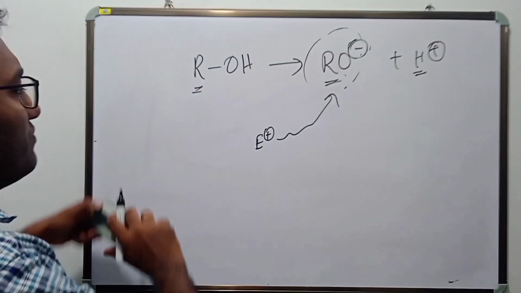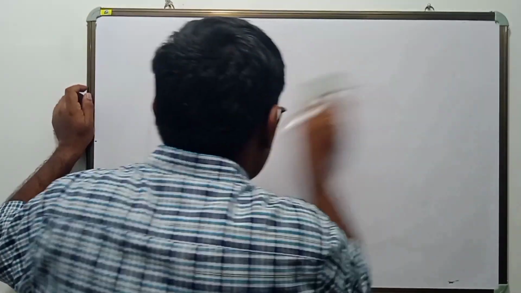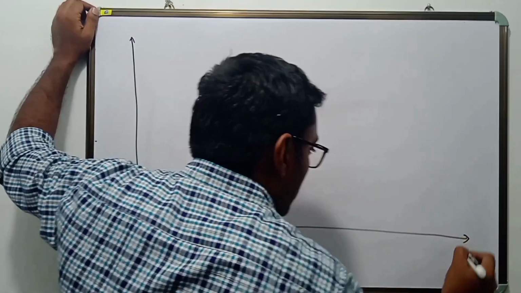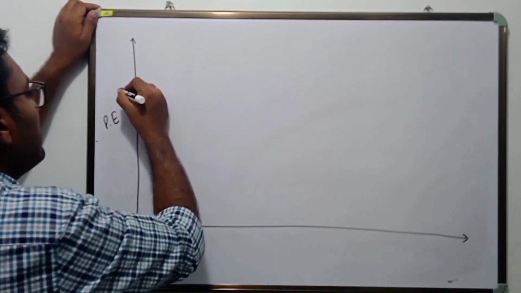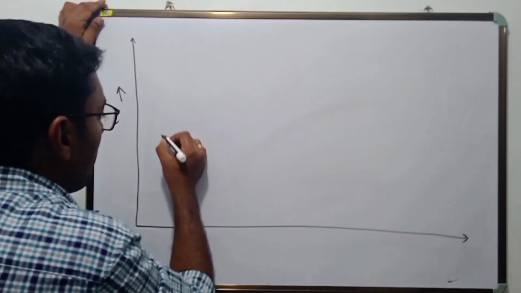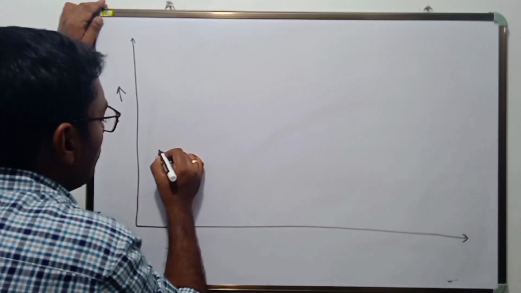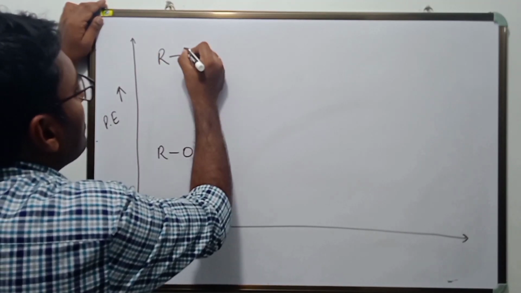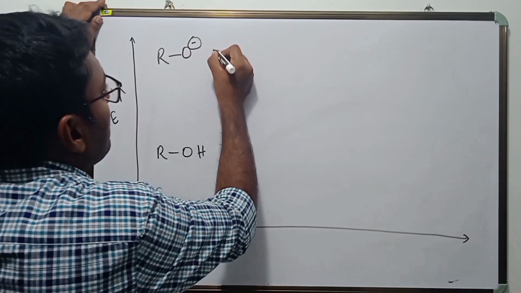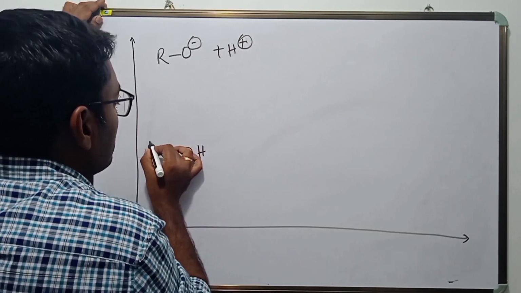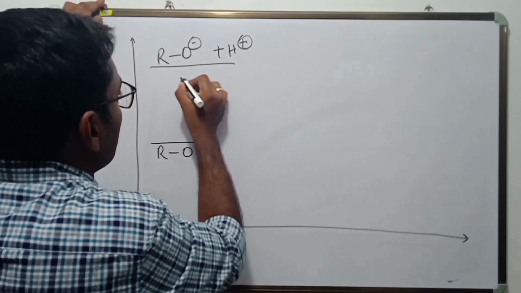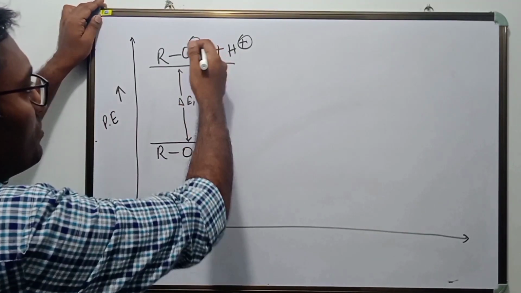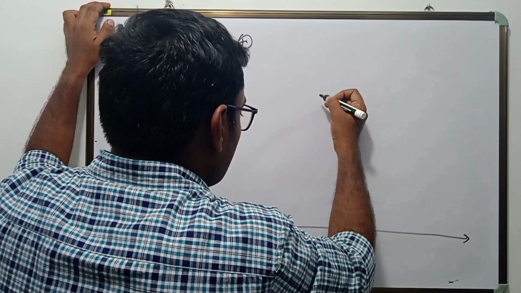Now we will draw the energy curve. So here we go. This is the energy curve. You draw like that. Okay, and now you draw the potential energy here. I am writing it as PE. Now you can draw your ROH here. So the ROH becomes RO minus and H plus. It has to go from this energy level to this energy level. So you require at least this energy to reach here.